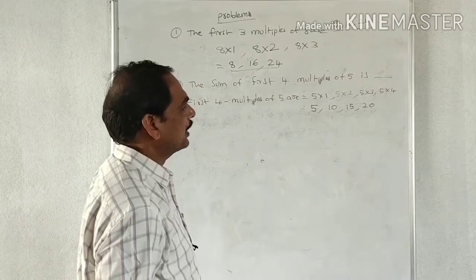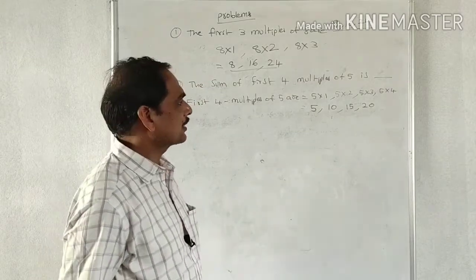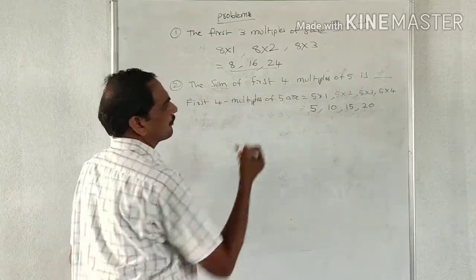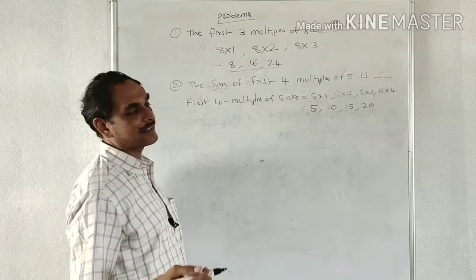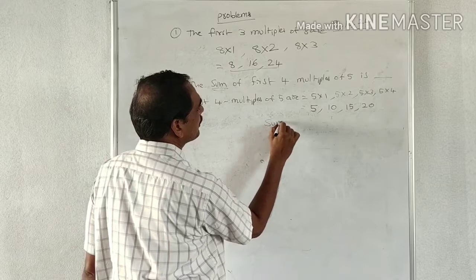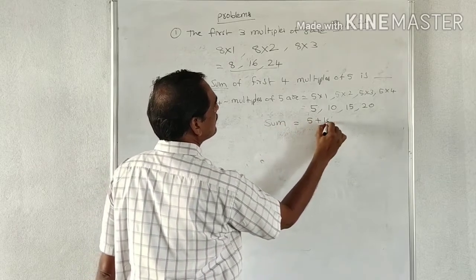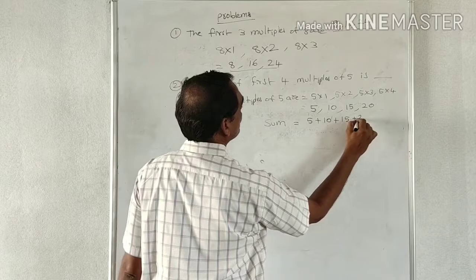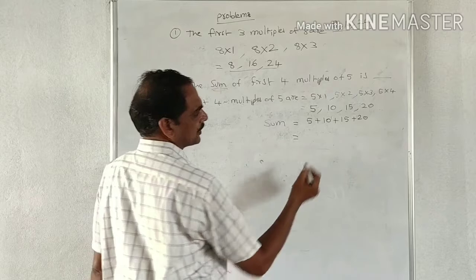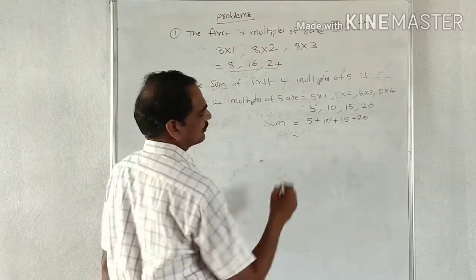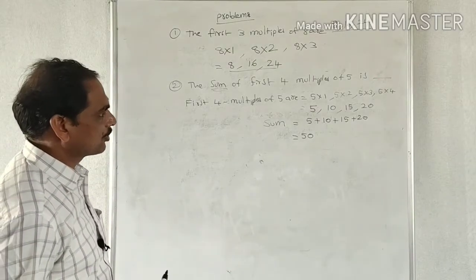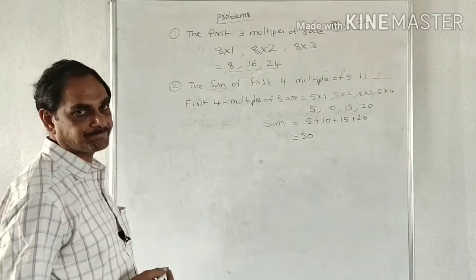So 5, 10, 15, 20 are the first 4 multiples of 5. When we are going to find the sum of the first 4 multiples, we add them. Sum equals 5 plus 10 plus 15 plus 20. That is equal to 20 plus 10, 30, 30 plus 20, 50.